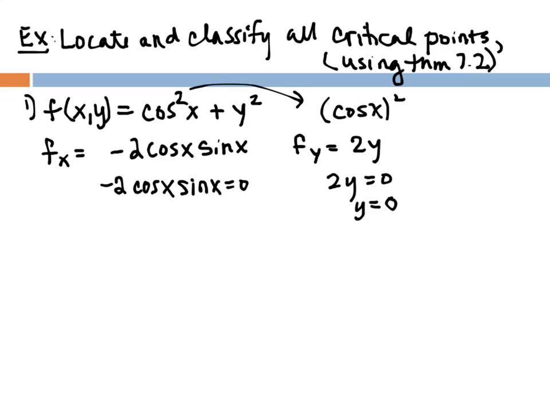How about the first one, though? What about that negative 2 cosine x sine x equals 0 business? We basically need to know where sine of x is equal to 0 and where cosine of x is equal to 0.